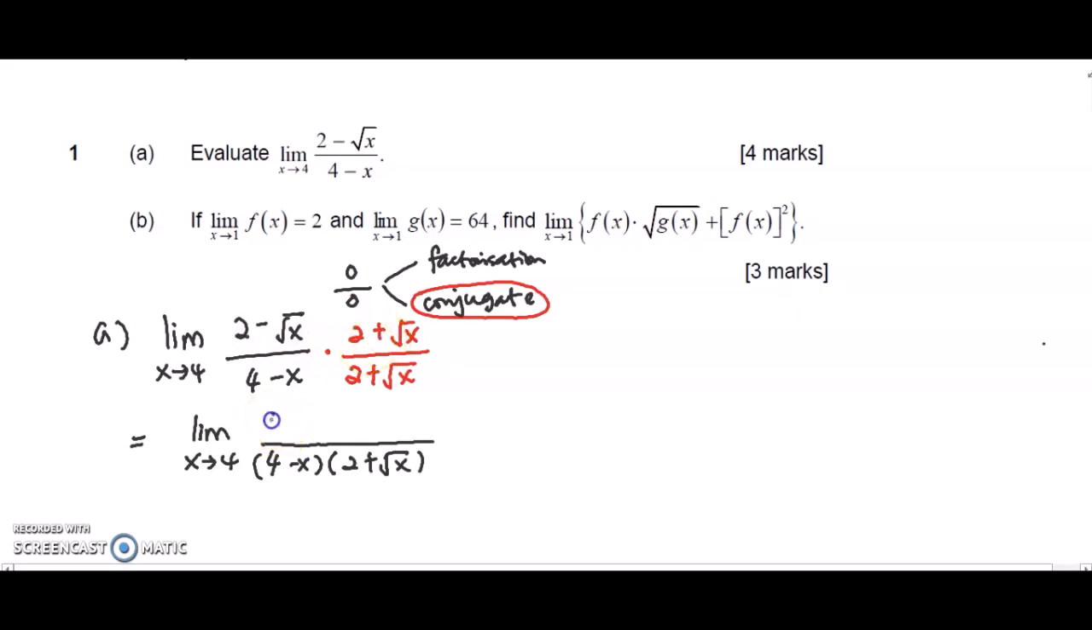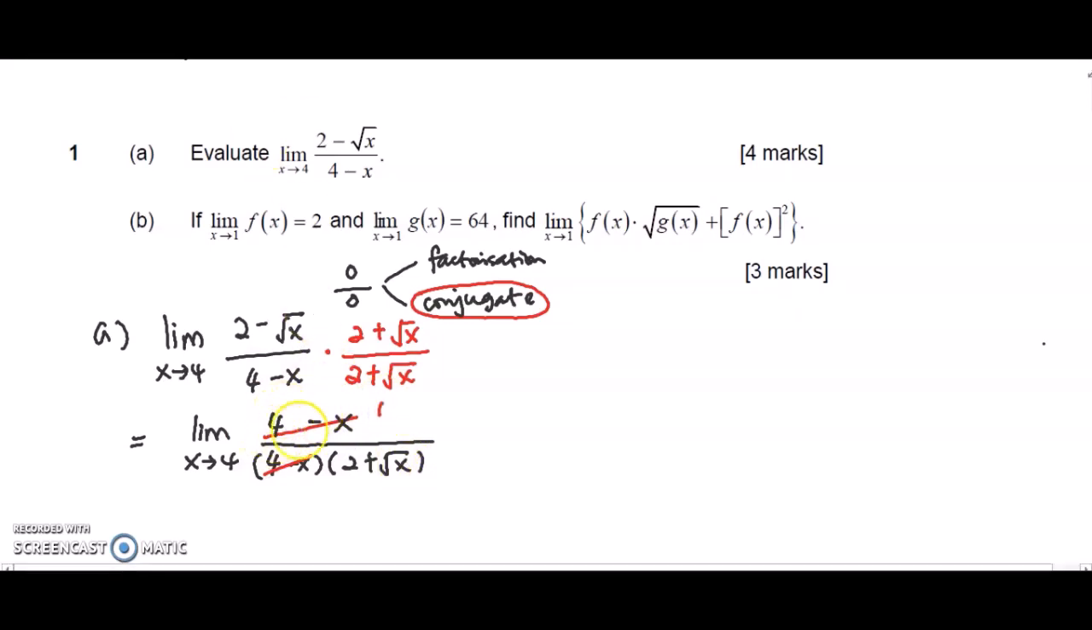Up here we can actually expand. 2 multiplied by 2, you get 4. And 2 multiplied by square root of x, minus square root of x multiplied by 2, these two terms can be cancelled off. Then negative multiplied by positive, you get negative. Square root of x multiplied by square root of x, you get x. Now we can see that in the numerator we have 4 minus x. The denominator also has the same thing. So we can cancel this off, and we are left with 1 on top.